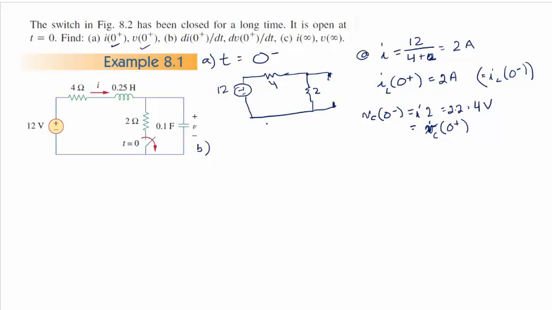Part B now, we want to find di/dt right after the switch opens. And so what do we know about di/dt? We know that C equals dv/dt, and we know that L equals di/dt. Those are the two things that we know that are derivatives.